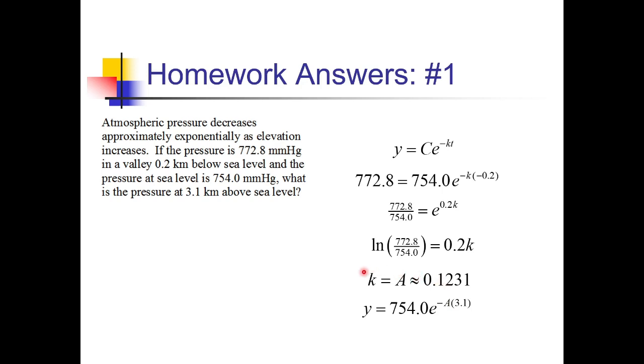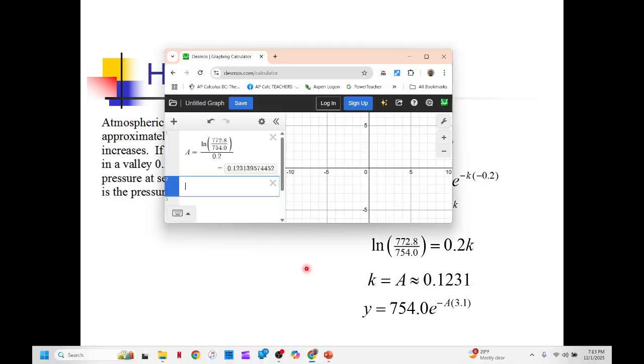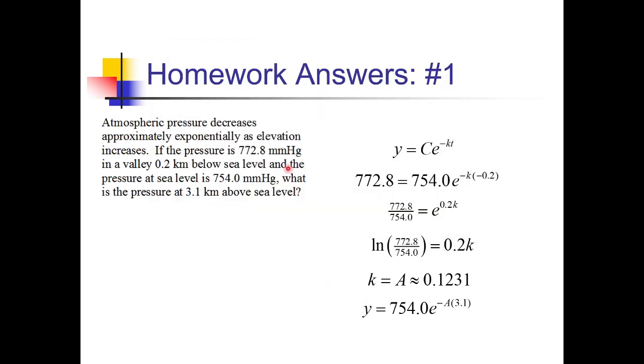All right, let me run those numbers on my calculator. So I'm going to do 754 times e to the negative A, which I had stored, times 3.1. And that comes out to about 514.739, and the output here is going to be millimeters of mercury. Just adjust those decimals a little bit. Now we're good.